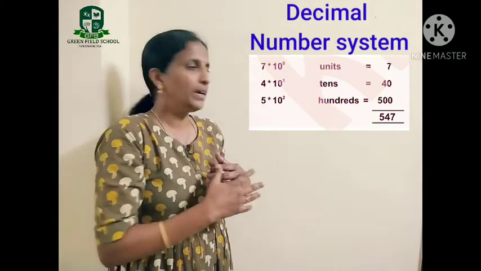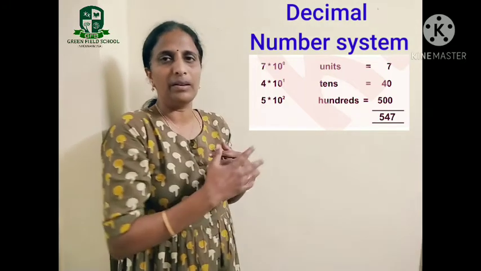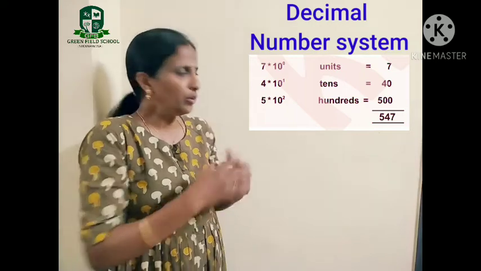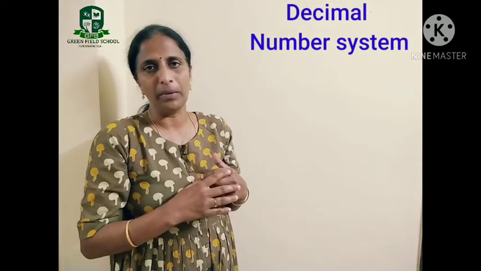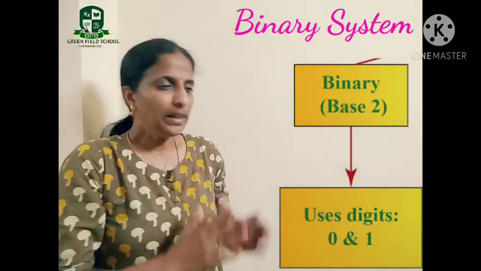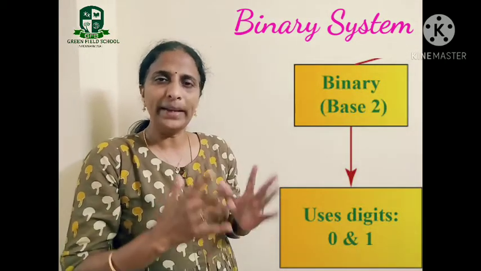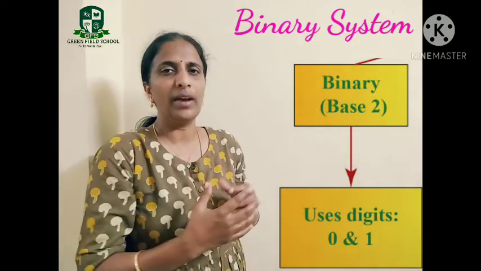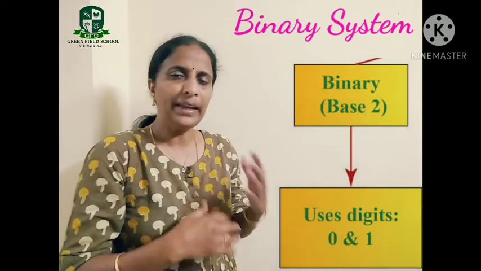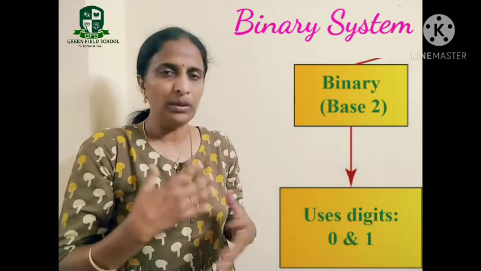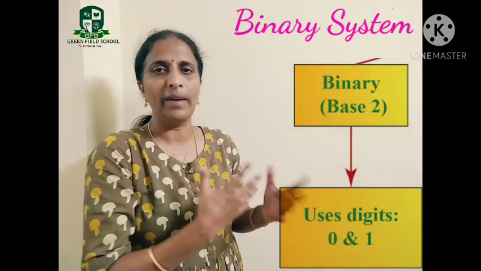In this way we can know the face value of the digit of any given number. So this is the basic decimal number system. The next system is the binary number system. In this binary number system we use only 2 digits, that is 0 or 1, and the base value is 2. We write any number with a combination of zeros and ones, and by using the base value we can know the value of a digit.